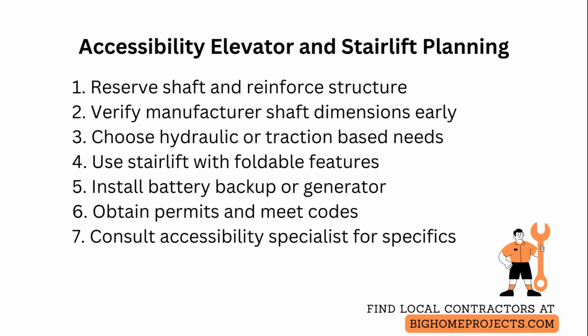Choose between hydraulic and traction lift mechanisms based on load, machine room availability, and maintenance. Hydraulic systems provide smooth travel and require a pump, while machine room less traction units save space but need precise counterweight balances. If you have existing stairs, a straight or curved stairlift can be a fast, low-disruption solution. Measure the rail path and landing clearances and select models with foldable seats and footrests to maintain passage.